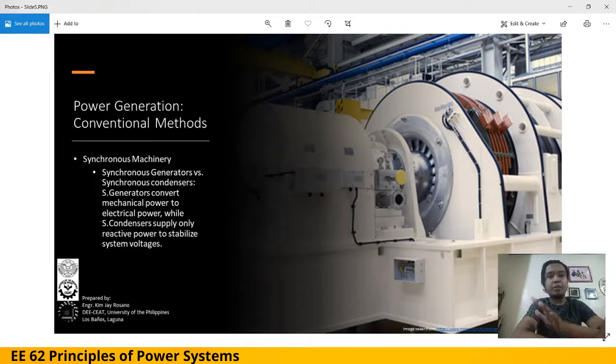You'll know more about this when you are in EE15. It's EE151 pa ngayon, but I am not sure, ano na nga ba yung number niya? 71 yata. 71 yata siya after 62. Okay, so it's power system analysis.